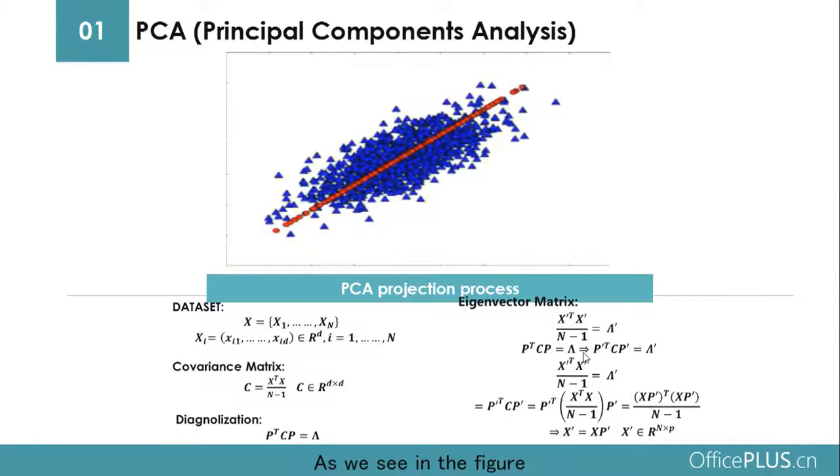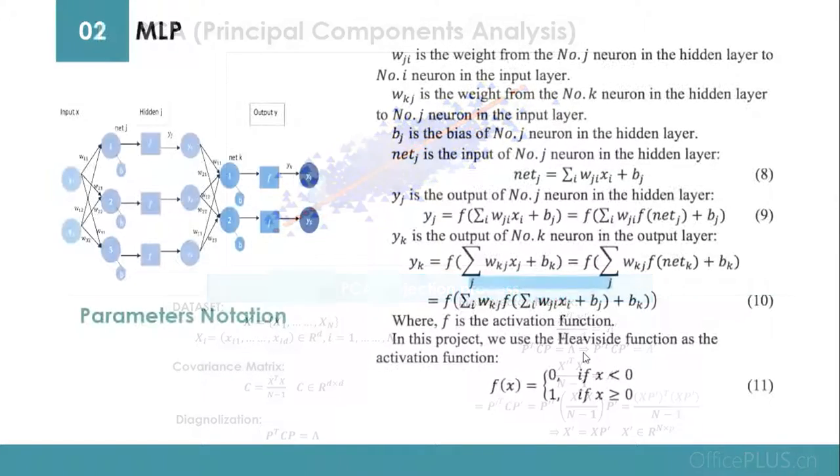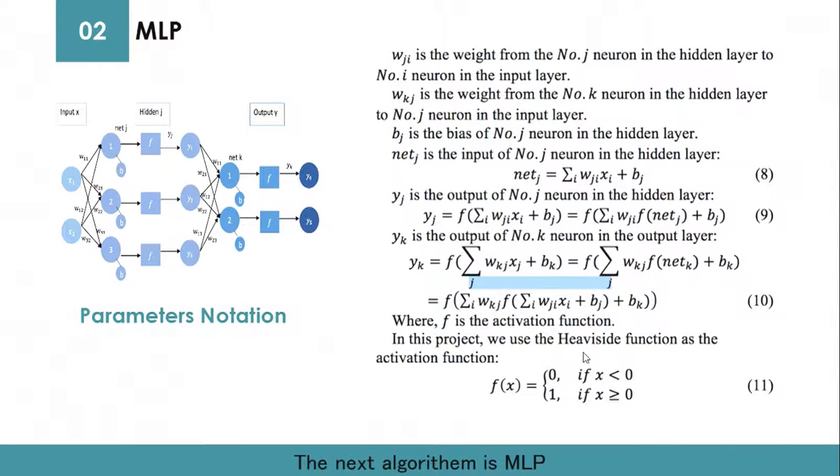As we see in the figure, the red line is the direction of biggest variance, so we should project the data on this direction to maintain the biggest principal component of the data. The next algorithm is MLP.